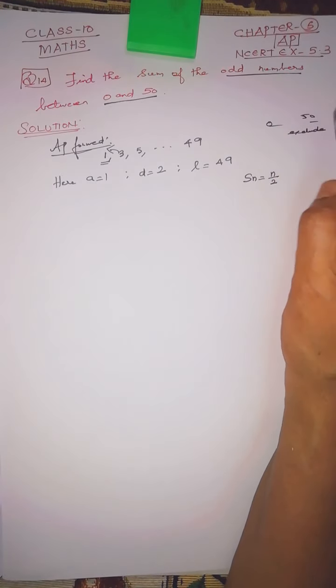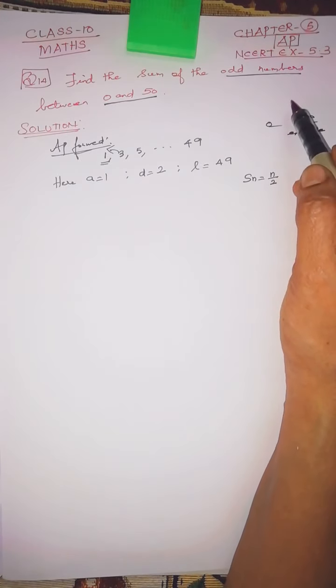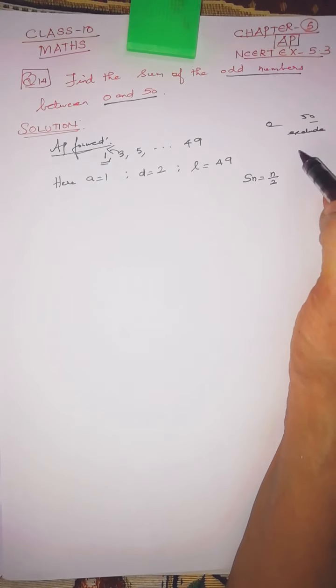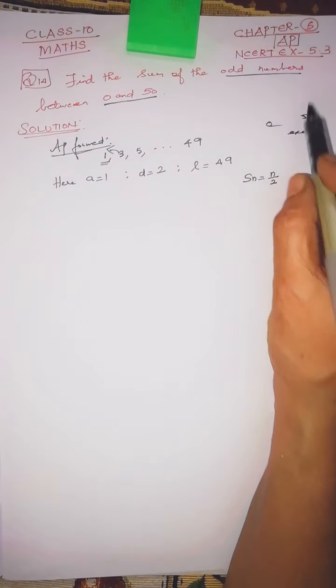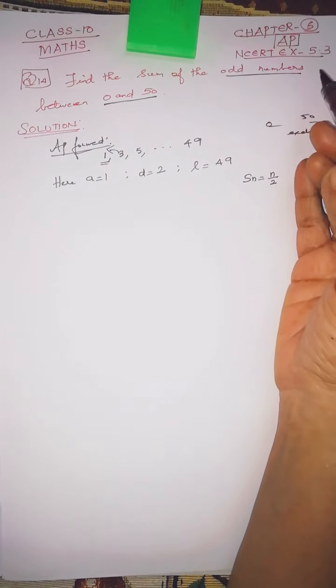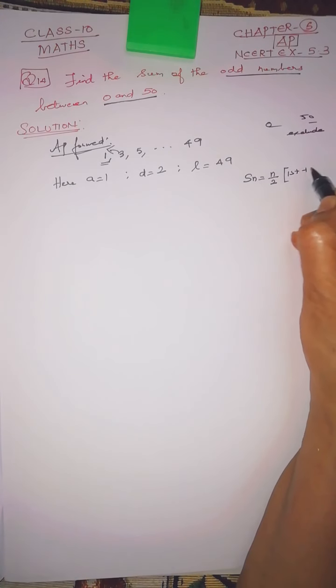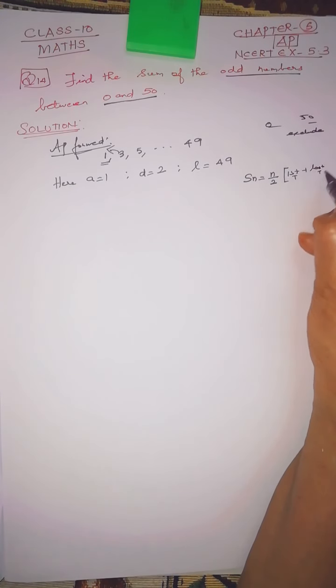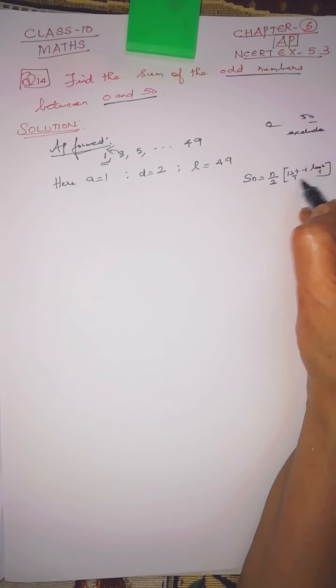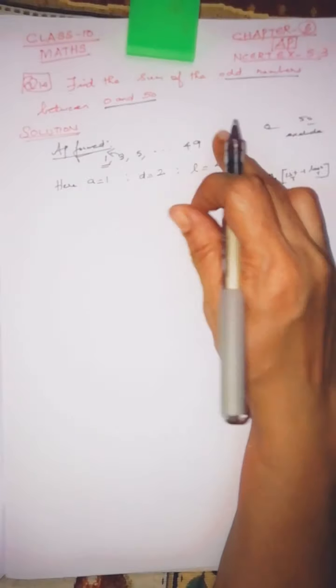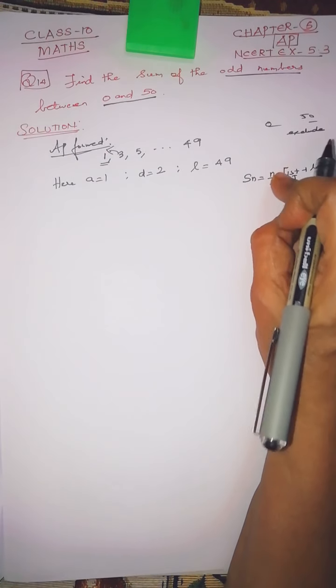See, in the same exercise 5.3, in the previous questions 12 and 13, we found the sum for the numbers that are multiples of 8 and multiples of 6. In those questions, the number of terms was mentioned. Here it's not mentioned. So we have to find out how many terms are there in this AP, 1, 3, 5 up to 49. So Sn equal to n by 2 into the sum of the first term and last term. We can make use of this formula and solve this question. But we have to find n.